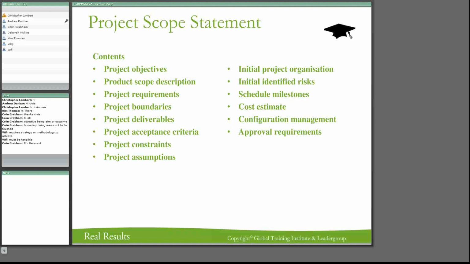And that also includes the project constraints and project assumptions. So now let's look at a constraint. What would a constraint be? Can anybody hazard a guess at what a project constraint would be?